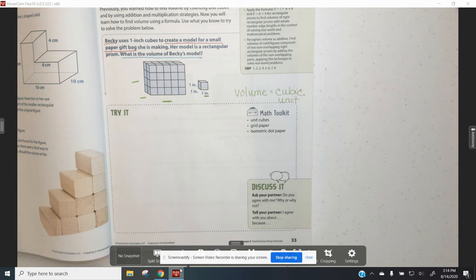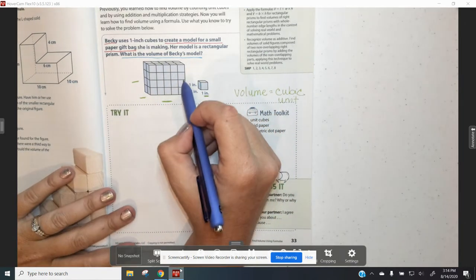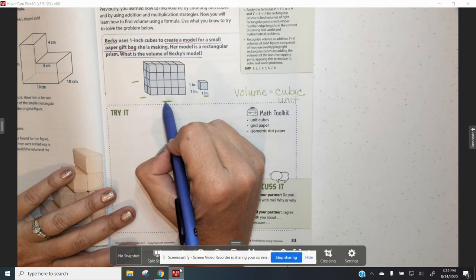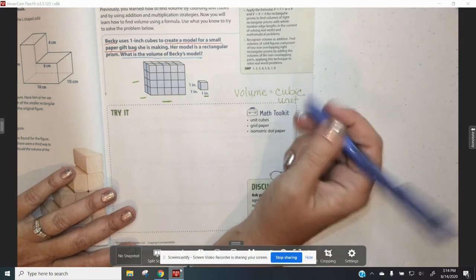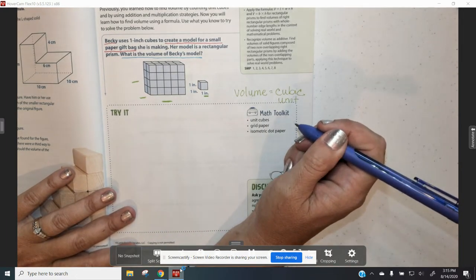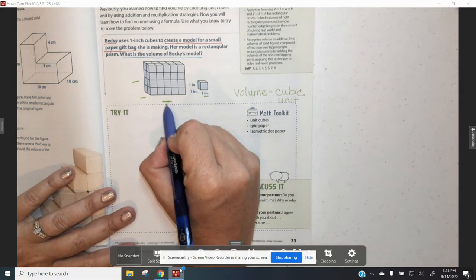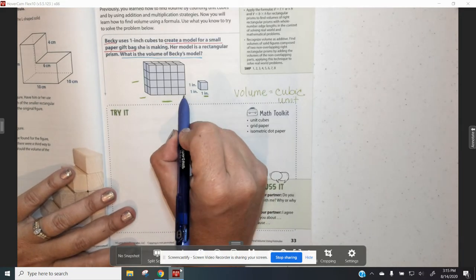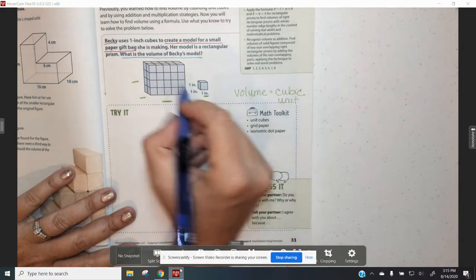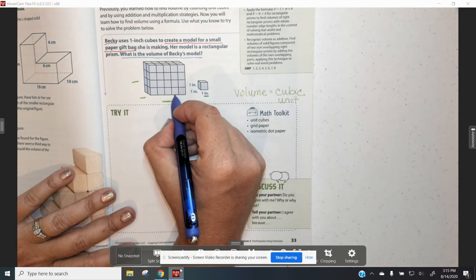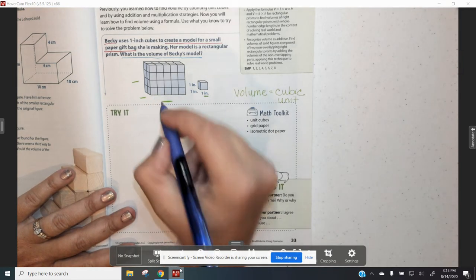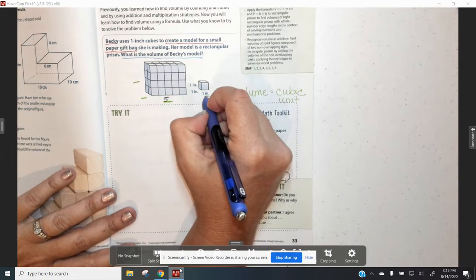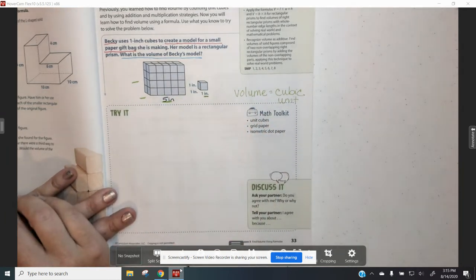Okay. If I were solving this, there's some information that we need to fill out before we can even begin. Because right now we have this rectangular prism, but we don't have the values or the numbers that are going to help us to be able to solve. So the first thing I'm going to do is figure out, what is my length? How long is my side? So I can see that it is 1, 2, 3, 4, 5 inches long.